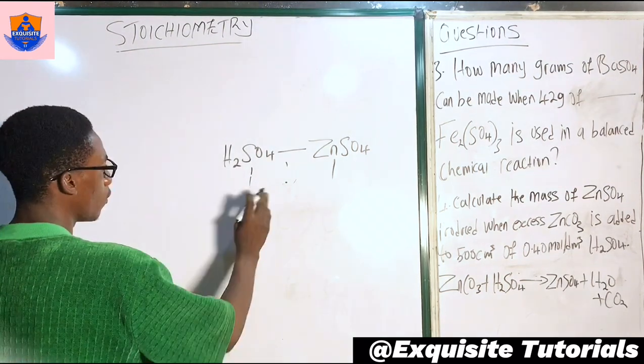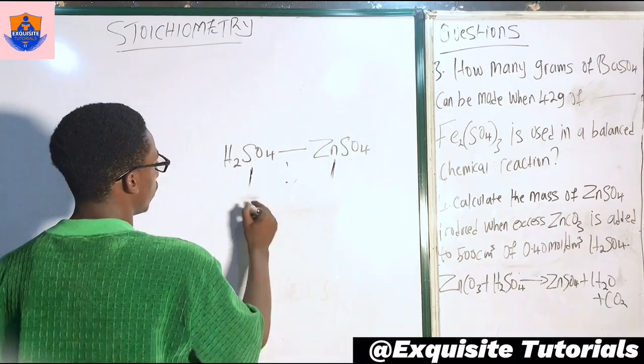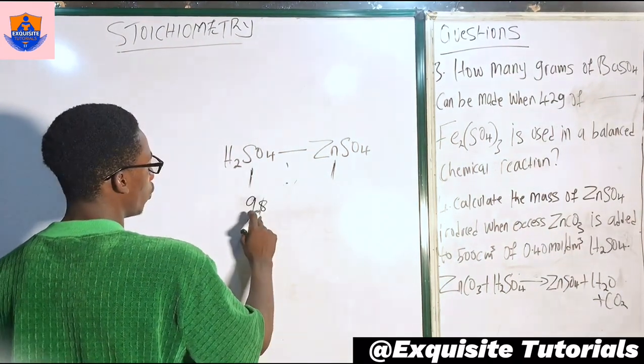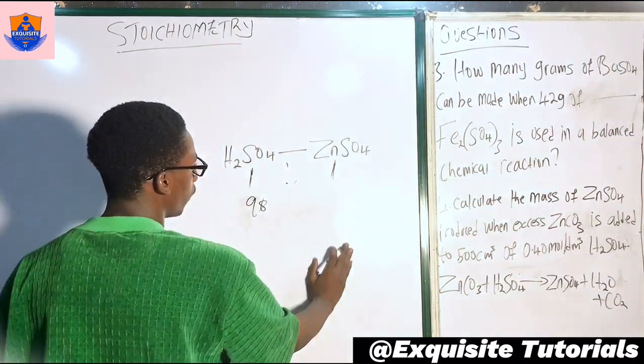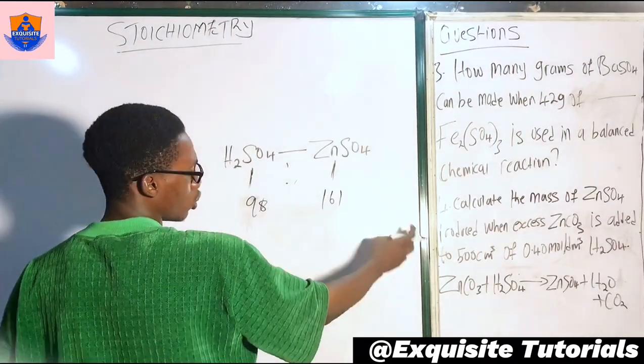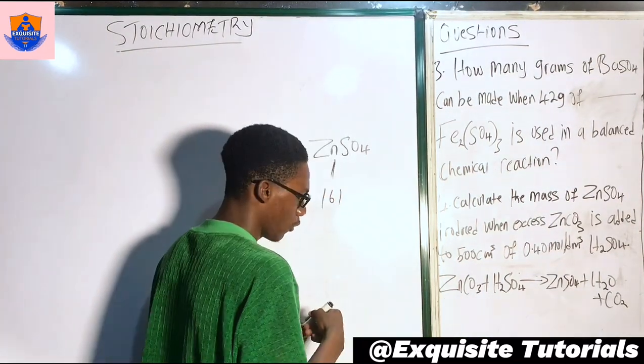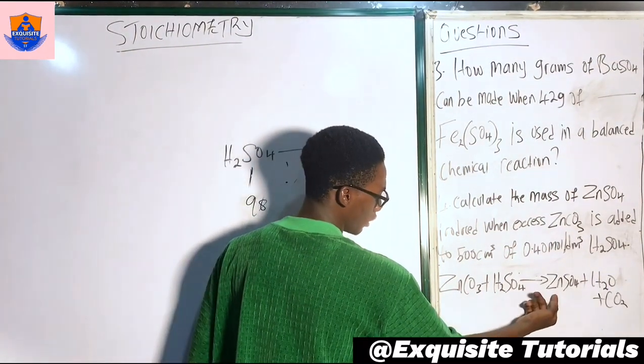For H2O, for H2SO4, we have it to be 98. So that of ZnSO4 gave us 161. So 161 times 1, because it was 1 mole. The equation is actually balanced, you check, because if we have zinc here to be 1, zinc here 1.